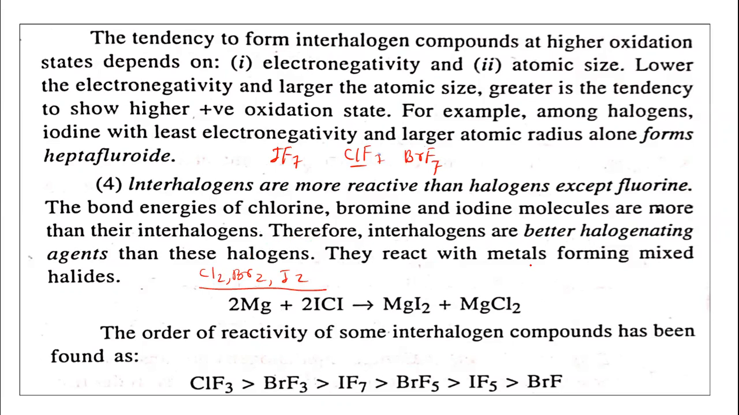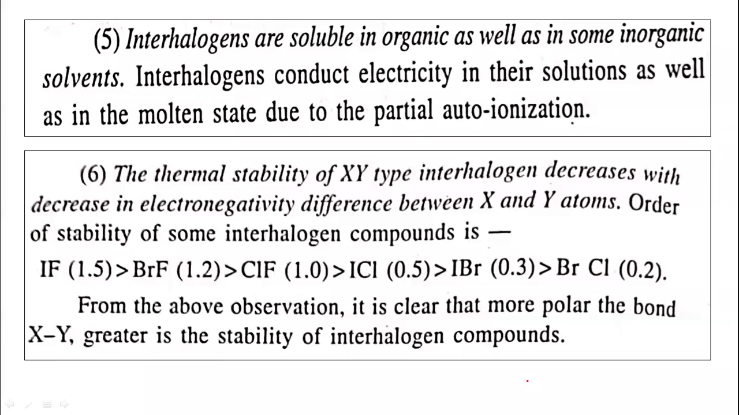Interhalogens react with metals forming mixed halides. You can see here magnesium metal reacting with iodine monochloride, so there is a formation of the mixed halides magnesium iodide and magnesium chloride. It means that this interhalogen compound is very reactive. The order of reactivity of some interhalogen compounds is given here: ClF3, BrF3, IF7, BrF5, IF5, BrF. So this is about the reactivity of the interhalogen compounds.